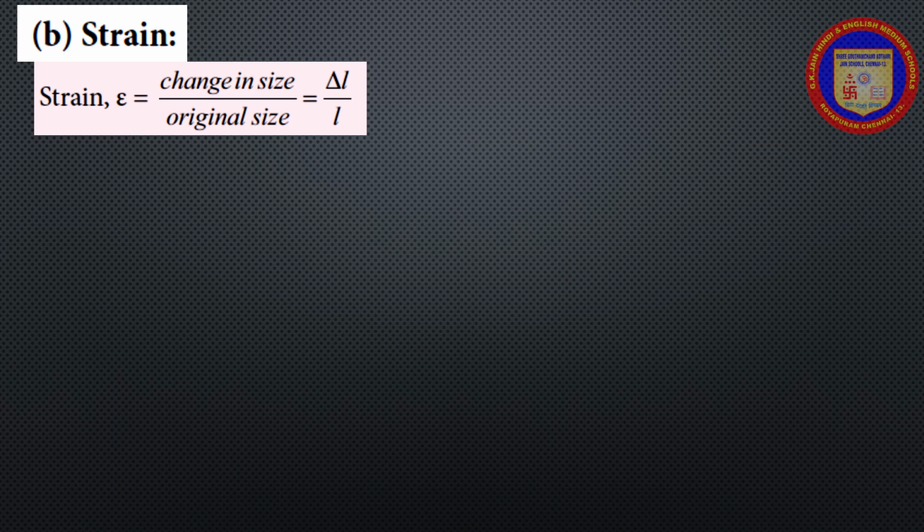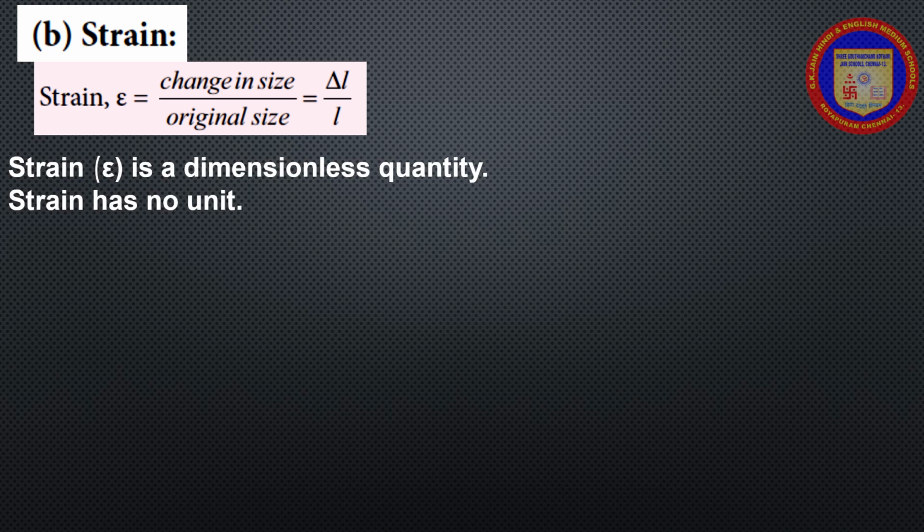Next, we are going to talk about the strain. Strain measures how much an object is stretched or deformed when a force is applied. In one dimension, we consider a rod of length L that stretches to a new length delta L. Then the strain epsilon is equal to change in size by original size, which is equal to delta L divided by L. Epsilon is a dimensionless quantity and has no unit.